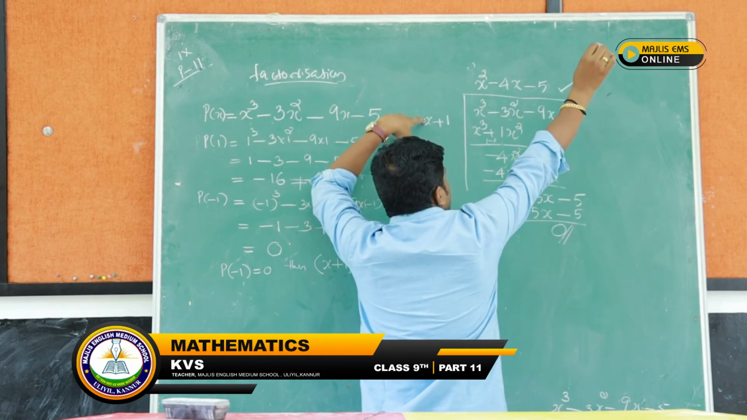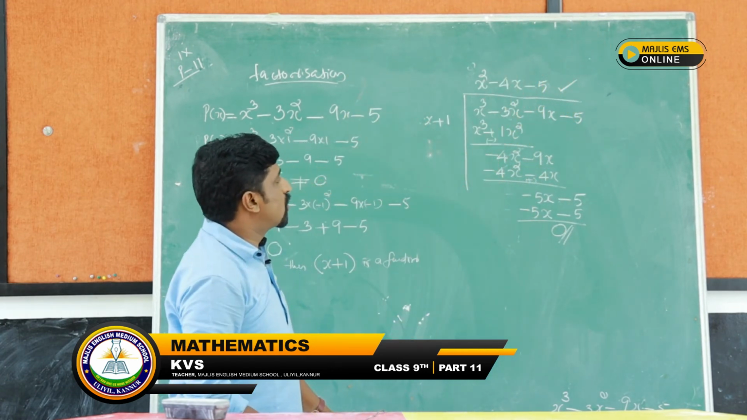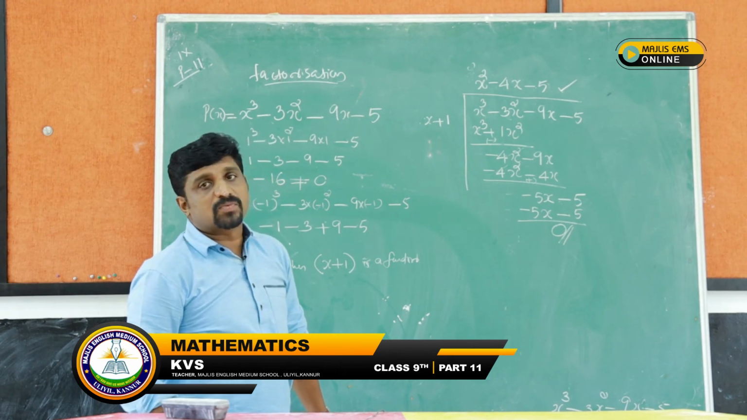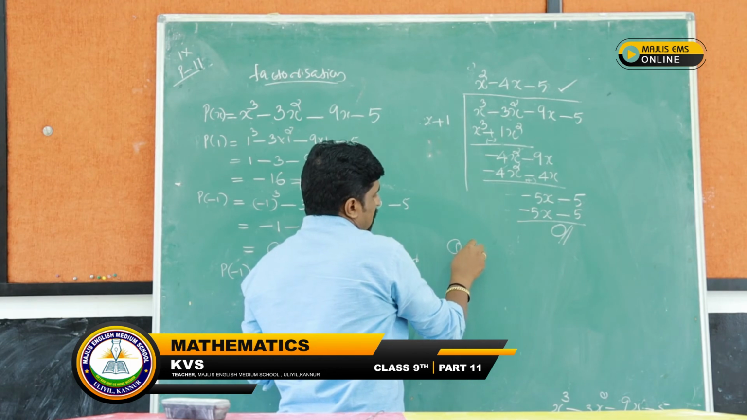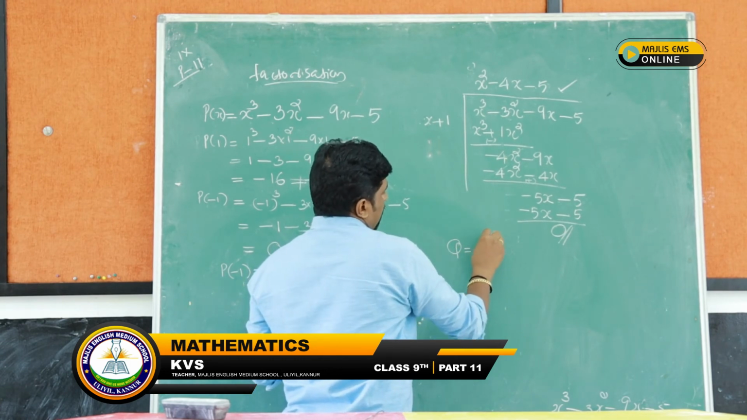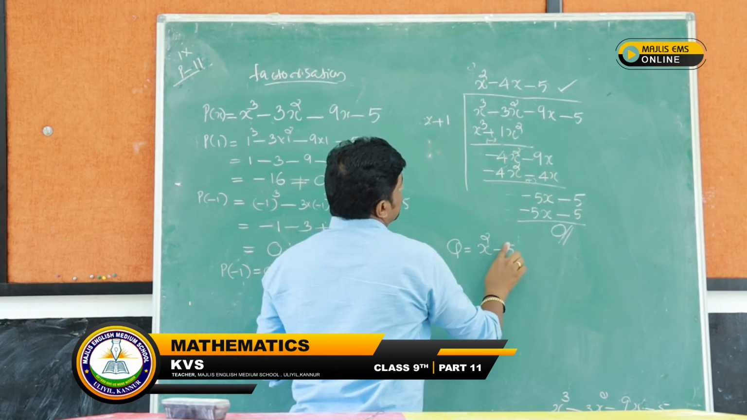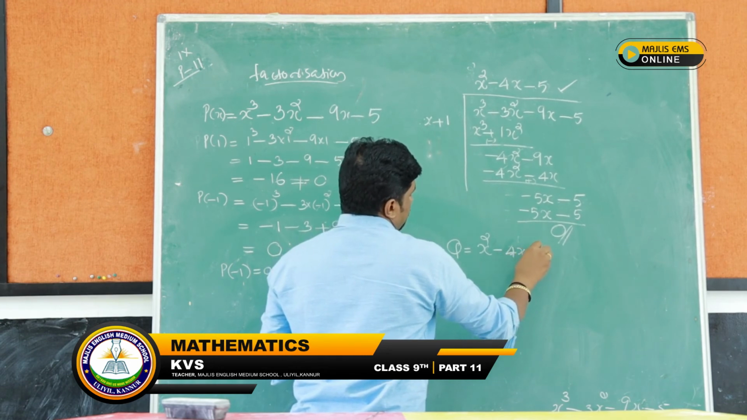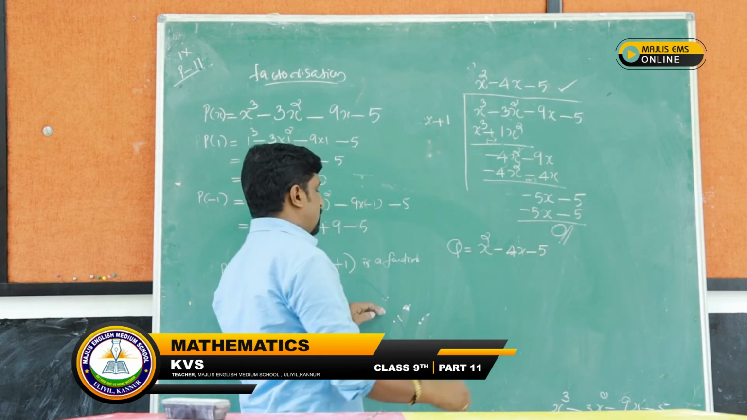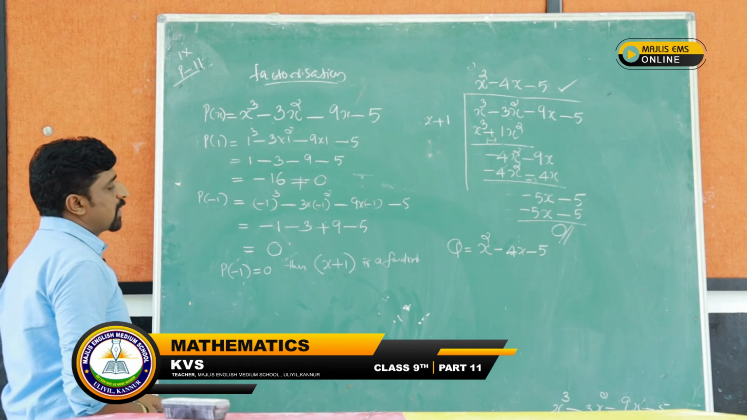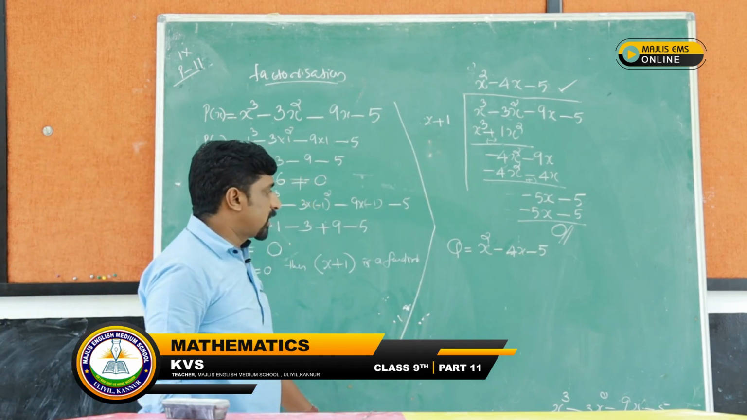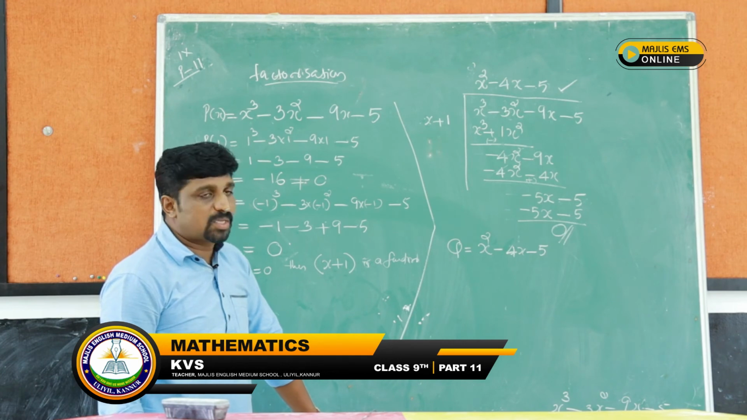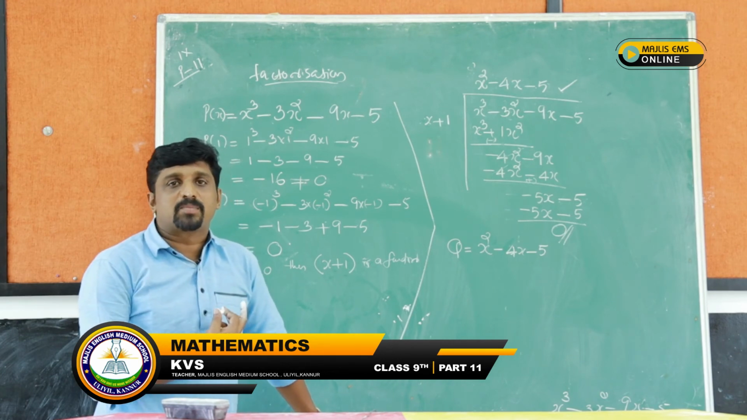Therefore, this division is okay. So we got the quotient like that: quotient equal to x square minus 4x minus 5. This is a quadratic polynomial.